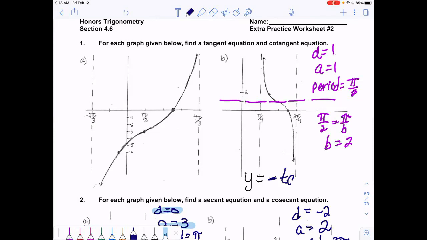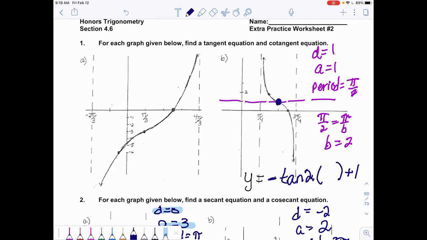So I'm going to have a negative tangent. A is 1, so it's a negative 1. B is 2. And then the D is 1. If you find the middle of the graph, that would be your location of the tangent's phase shift.